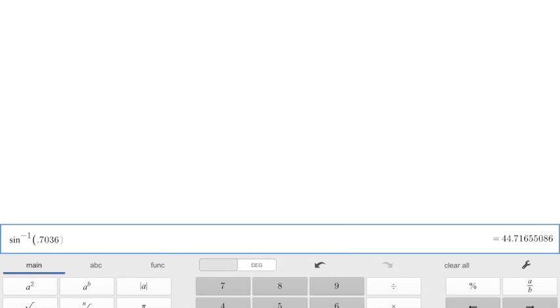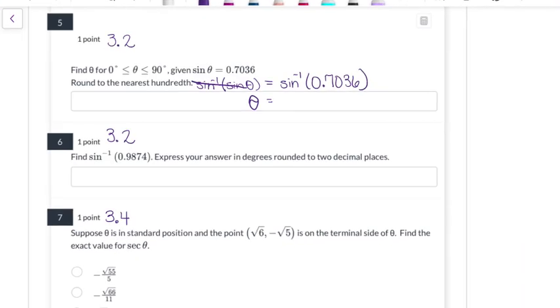So I get 44.72 degrees, because it says to express your answer in degrees.